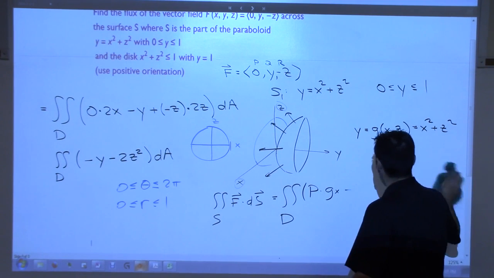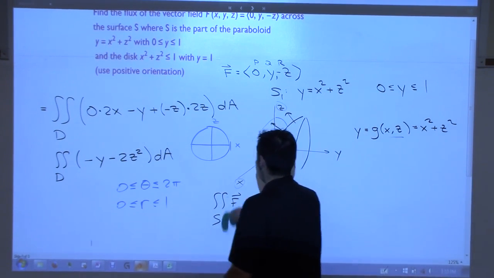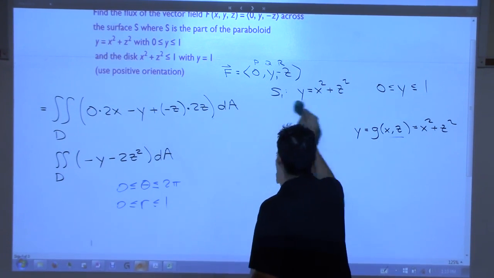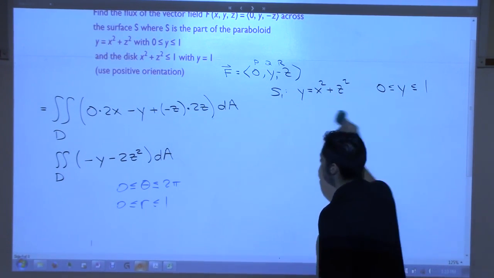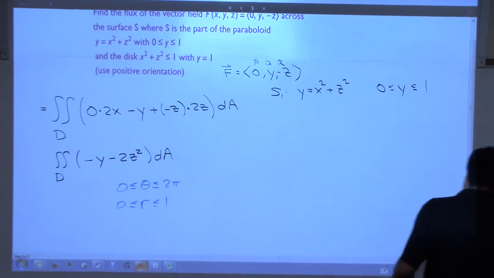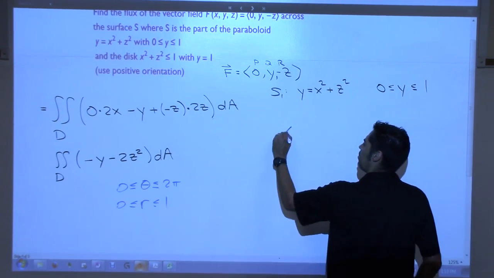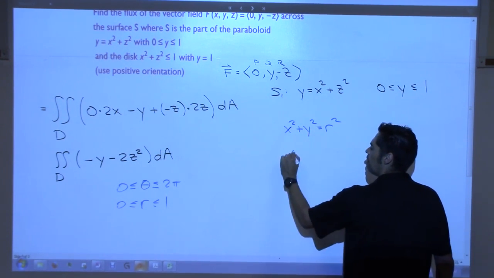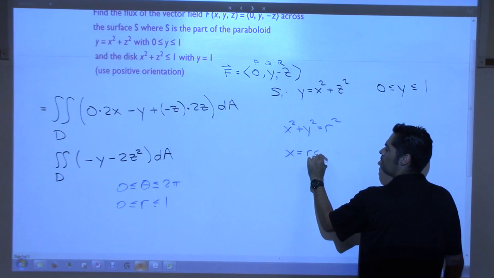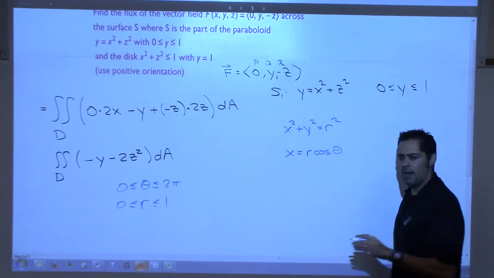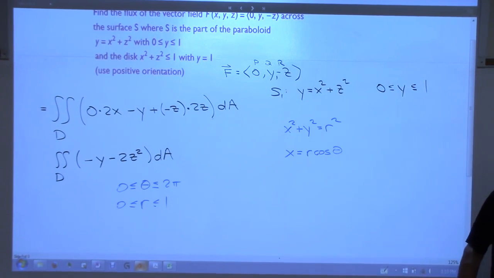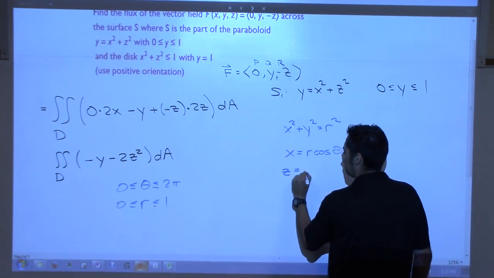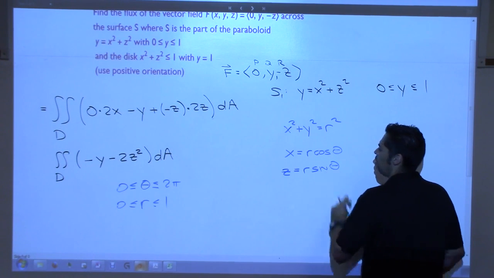Now, what are the conversion identities that I can use here? Like, I can replace what with what here, if I'm going to use polar coordinates. Anywhere I see x squared plus z squared, I could replace it with r squared. I can replace x with r cosine theta, but not y, right? Not y is r sine theta. It's actually z, because we were in the xz plane. So those are our polar conversions.